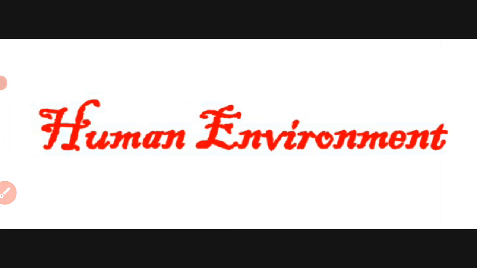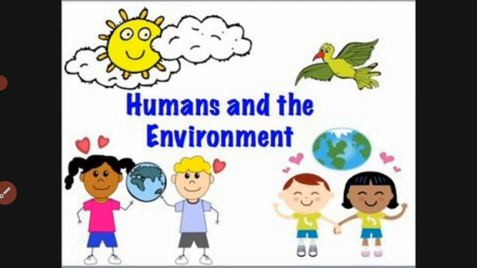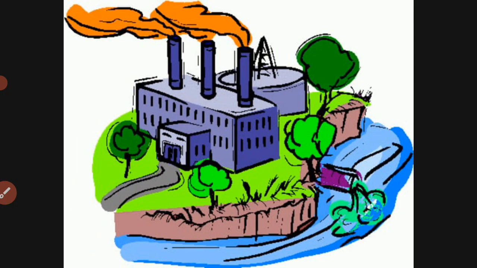So let us start human environment on page number 6. Human beings are part of the environment in which they live. They are to an extent influenced by the environment. They are also able to adapt and modify the environment according to their needs. So the human beings fulfill their needs from the environment, and they also are able to change the environment according to their needs. With scientific and technological advancement, they have succeeded in controlling and dominating nature.